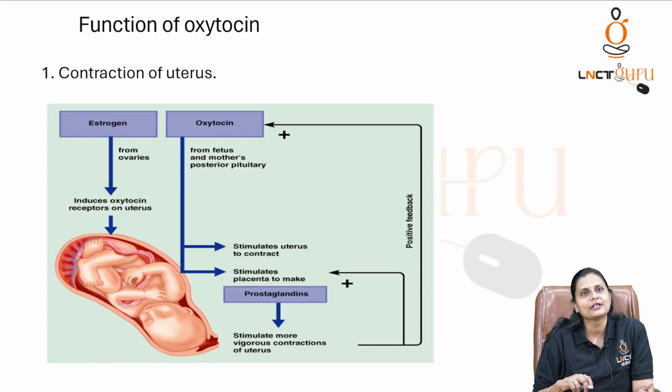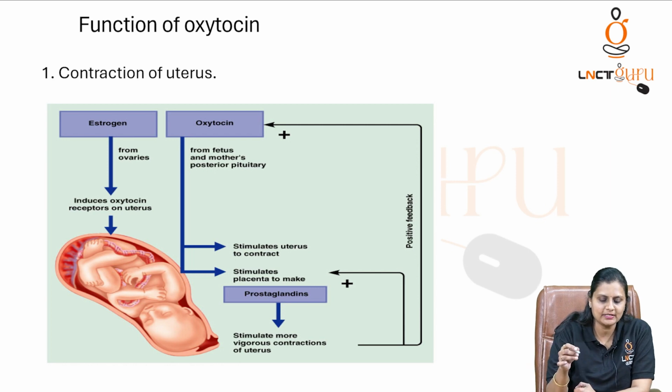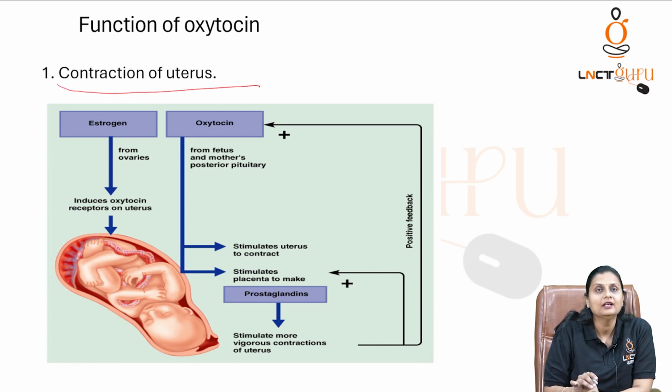Now let's study the functions of oxytocin. Oxytocin performs two important functions. The first is contraction of the uterus, and number two is the milk ejection reflex. Now let us understand how these two functions are performed by oxytocin. So first, that is contraction of the uterus.